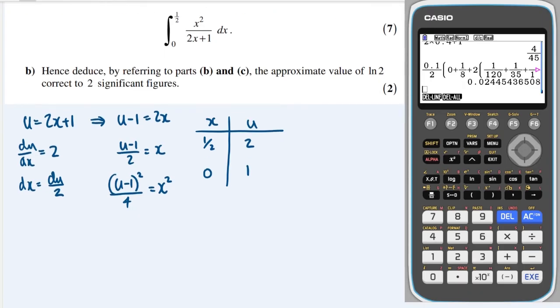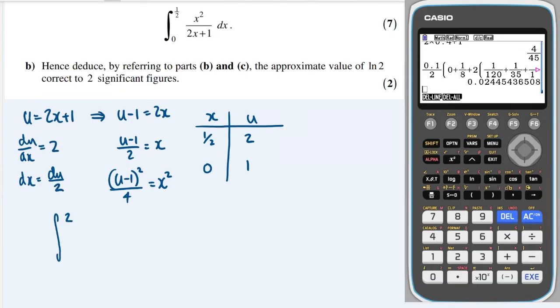I've got everything set up, so I can just do my replacing. So 1/2 gets replaced with 2. And we have 0 replaced with 1. We have x squared on top. So what I'll do is I'll take a quarter out and I'll just put u minus 1 squared on top. And on bottom we have 2x plus 1, which is just u. And dx also needs to be replaced. And that is du over 2, so I'll just put du there and I'll take a 1/2 out, so I'll change that to 1/8.